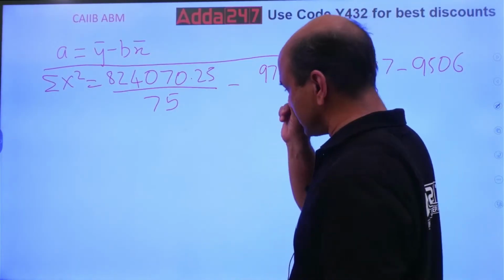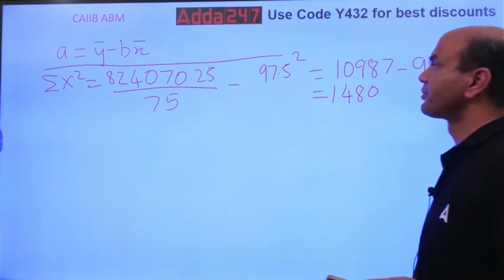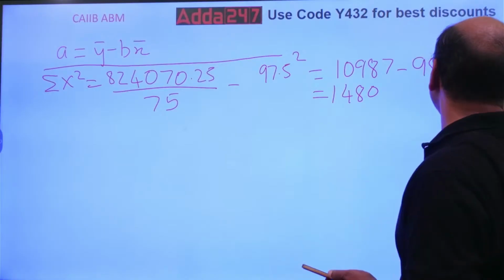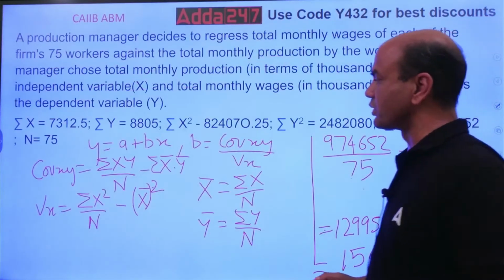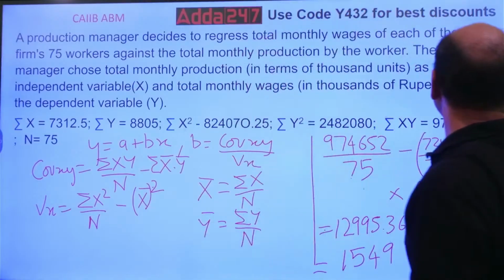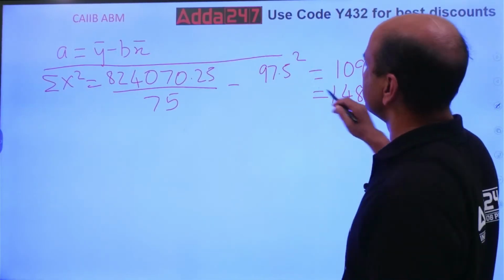Are you getting this? Summation x square. Got it? So now what? You are over here. This is variance x, you got it?